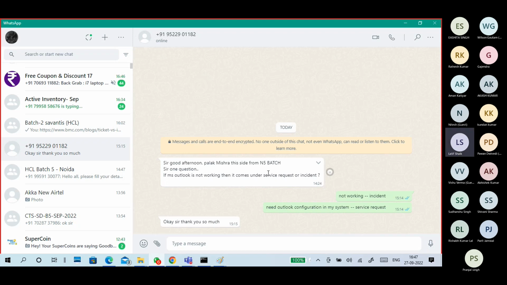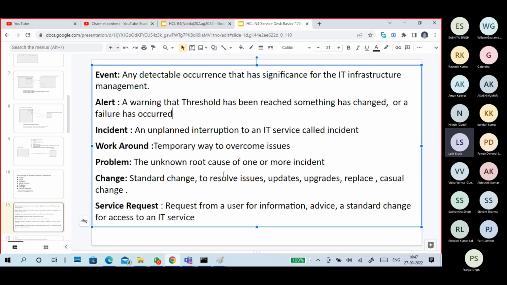Like a server is not there, unable to send a mail, internet is not working. These are all incidents only. The incident can be reported either by an event system, an alert system, or maybe a user can tell the incident.